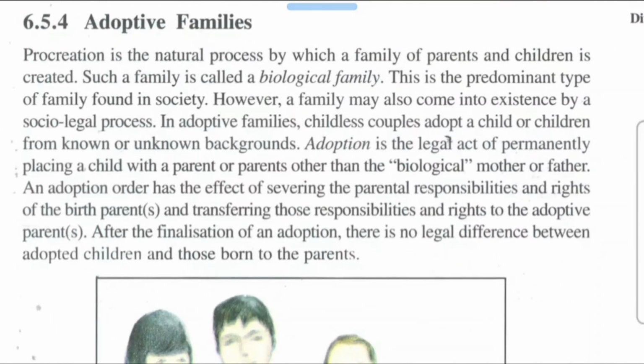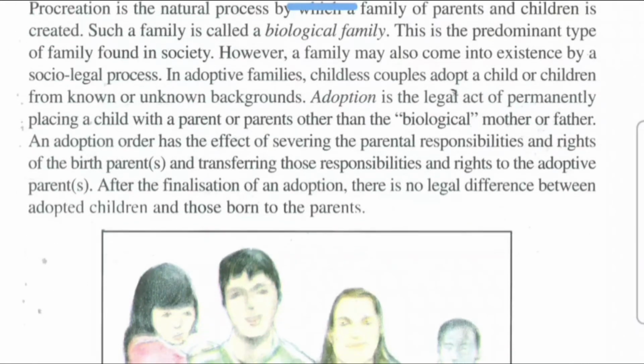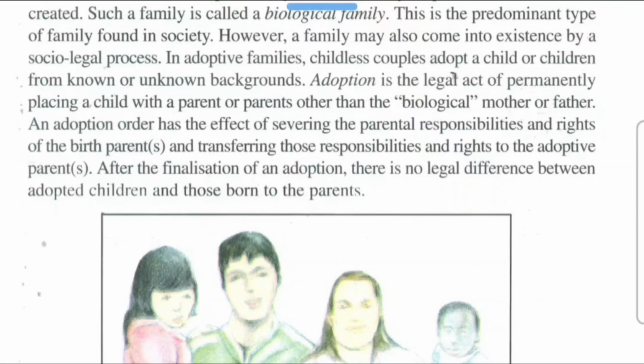6.5.4 Adoptive families. Procreation is the natural process by which a family of parents and children is created. Such a family is called a biological family. This is the predominant type of family found in society. However, a family may also come into existence by a socio-legal process. In adoptive families, childless couples adopt a child or children from known or unknown backgrounds.